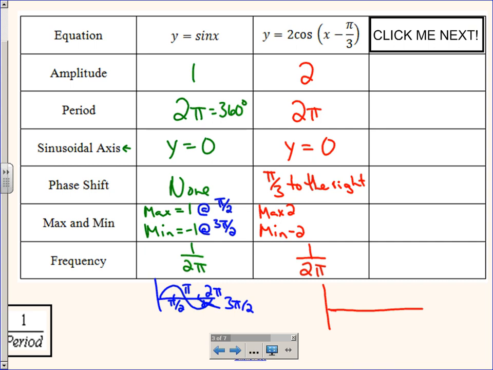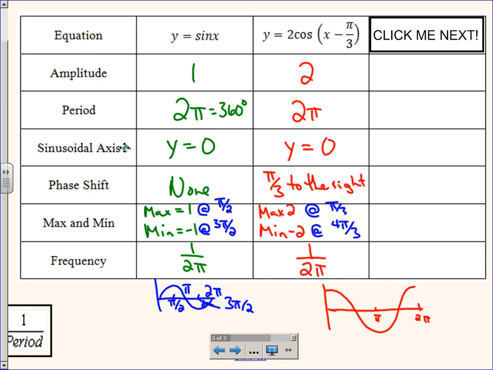If you think about our normal cos graph, the normal cos graph looks like that. And so we normally have a max at 0, but this graph has been shifted pi by 3 to the right. So this max is at pi by 3 because everything moved over pi by 3 units. The min usually happens at pi, but it's been shifted over pi by 3 units. So that would be at pi plus pi by 3, which is 4 pi by 3.